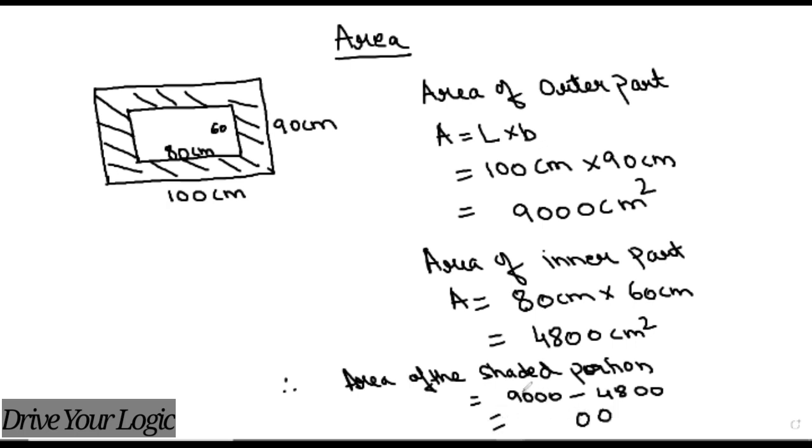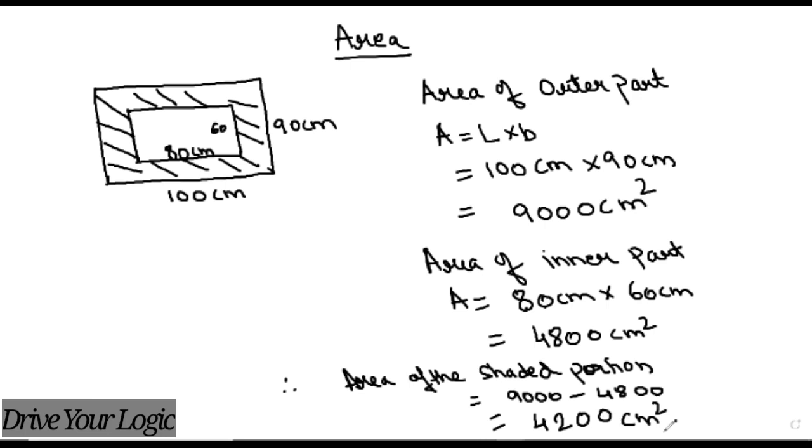0, 0 and here 10. So 10 minus 8 is 2. You have taken carry, so it will be 8. 8 minus 4 is 4. Clear? Don't forget to give centimeter square. That's it. So in this way, you need to find out the area of the shaded portion.